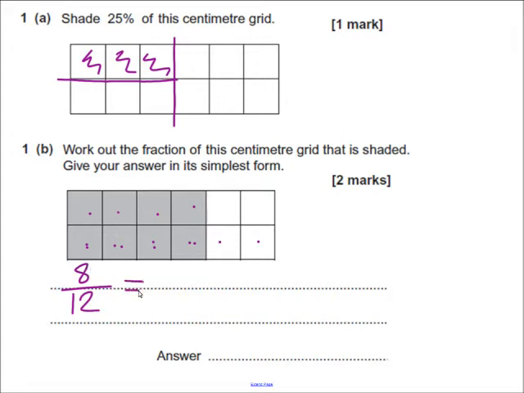So we need to simplify this to get our fraction in its simplest form. Well, 8 and 12 are both divisible by 2, and it becomes 4 divided by 6. Again, we can divide this by 2 to get 2 over 3. So the answer on the answer line for our fraction in its simplest form is 2/3.